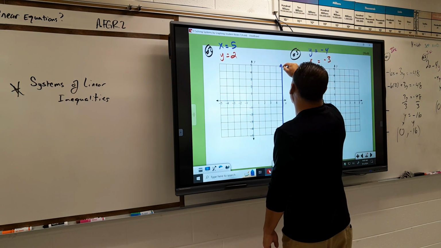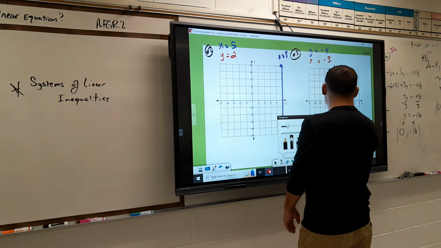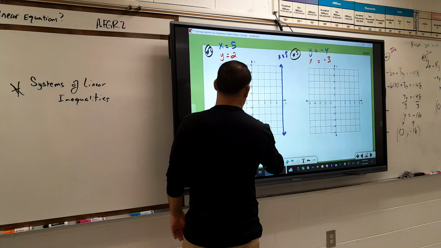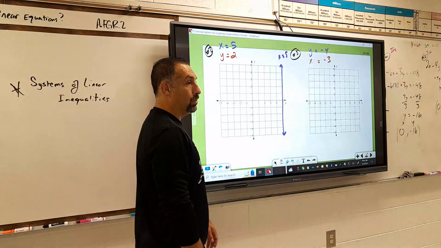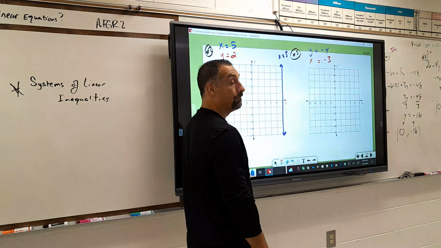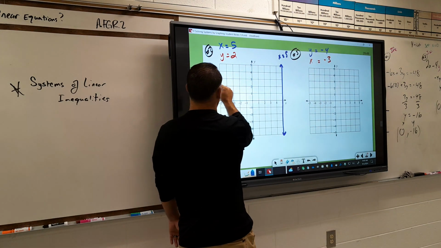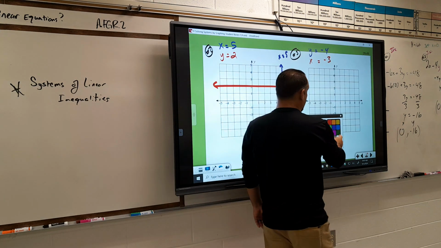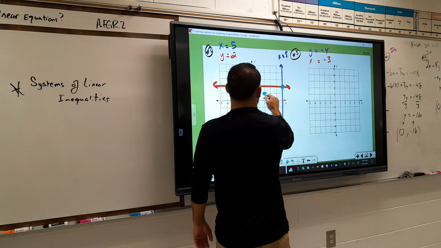That's x equals 5. Now y equals, the y's are here, and all their hash marks look like that. So the line actually ends up being horizontal. And you find 2. Yeah, straight across that 2. And now the solution, you've got to be able to write our solution. It's where they cross, and they cross at 5, 2.